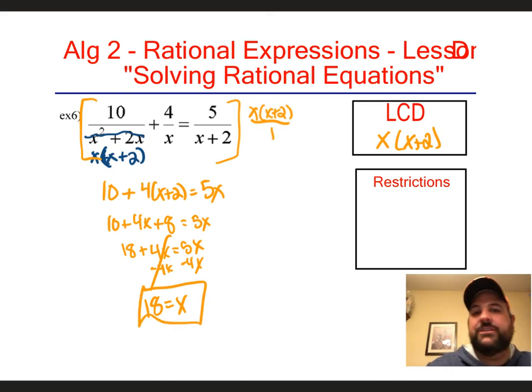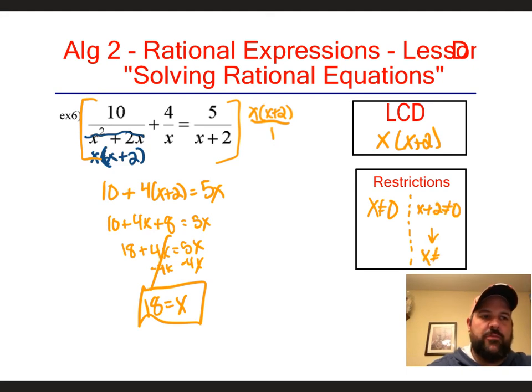There's my final answer. But I forgot to check. What are my restrictions in this case? So really, I should have done this at the beginning. Let's go back for a second. My LCD was x times x plus 2. I saw in there x couldn't equal 0. So x can't be 0. That was one restricted value. Also, the x plus 2 could not equal 0, which means x could not equal negative 2. Neither of those were the answer I ended up with. I got 18. There's my final solution.